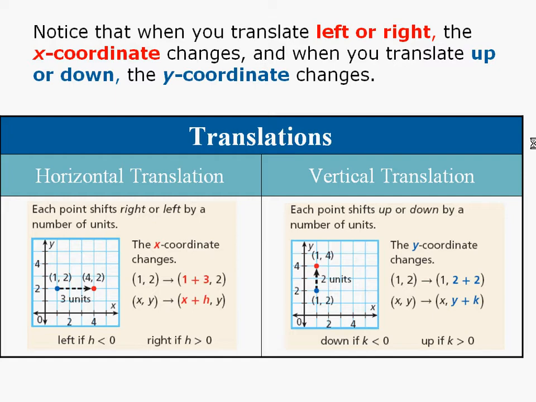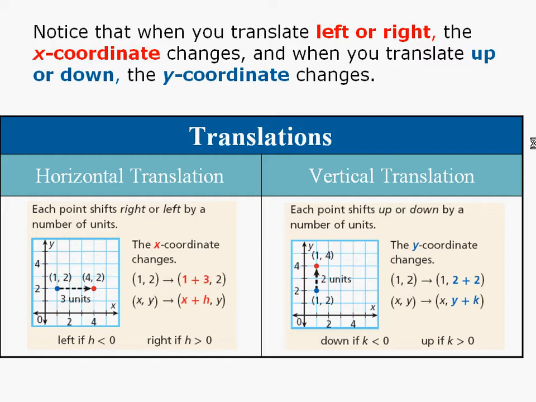As you'll notice in the box, a horizontal translation shifts left or right. The x-coordinate changes. We use h for the value, left or right, that the coordinate changes. If it's moving to the left, the h value is less than 0, or is a negative number. If your movement is to the right, the h value will be greater than 0, or a positive number.